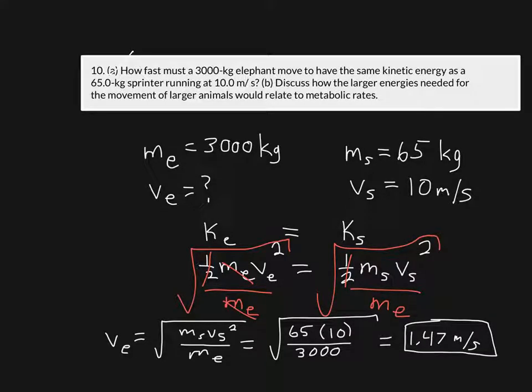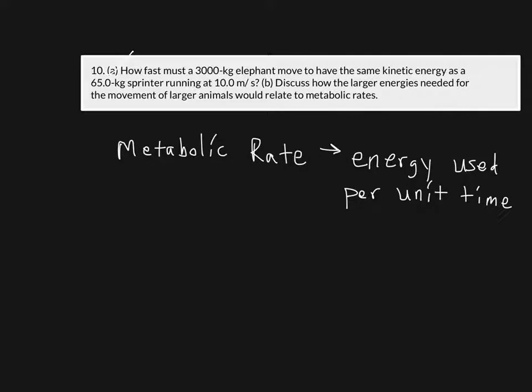Now, part B: discuss how the larger energies needed for the movement of larger animals would relate to metabolic rates. To discuss this, we need to know what a metabolic rate is. Metabolic rate is the energy used by some kind of animal to do something per unit time. What I can tell from this problem is that my elephant, to have the same energy as a 65 kilogram sprinter running at 10 meters per second, needs a very small velocity of about 1.4 meters per second.